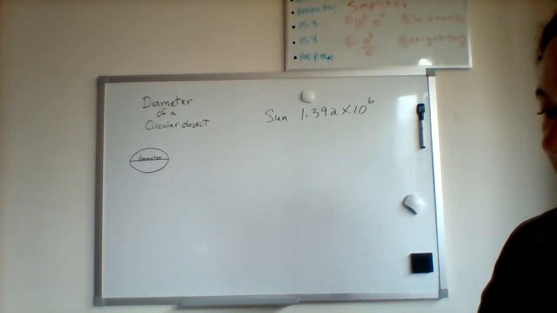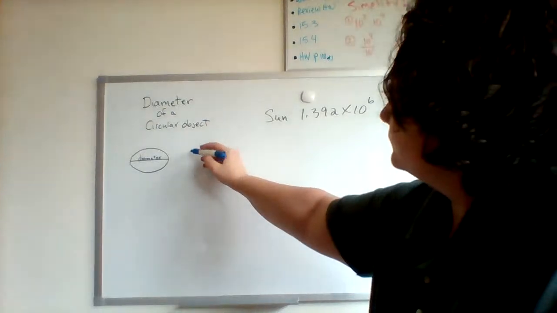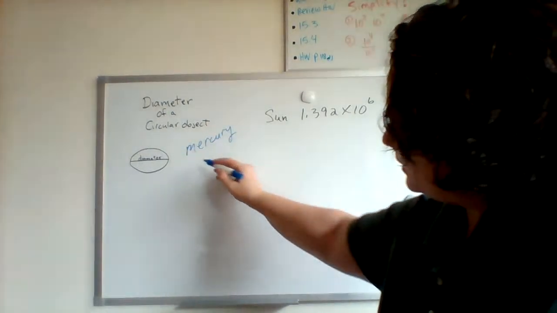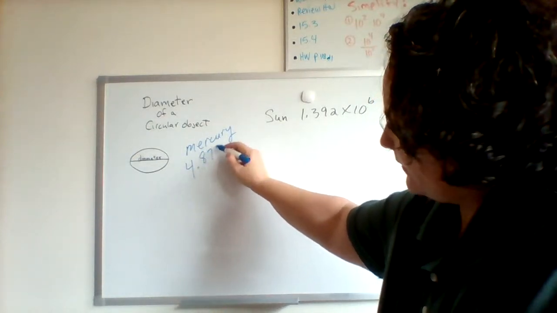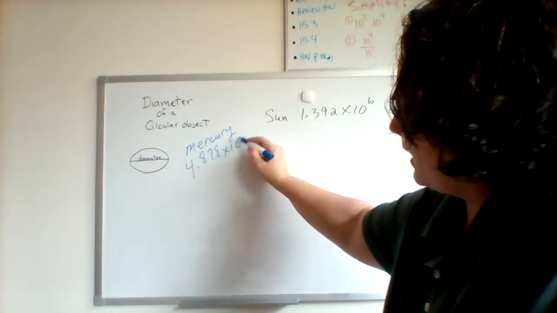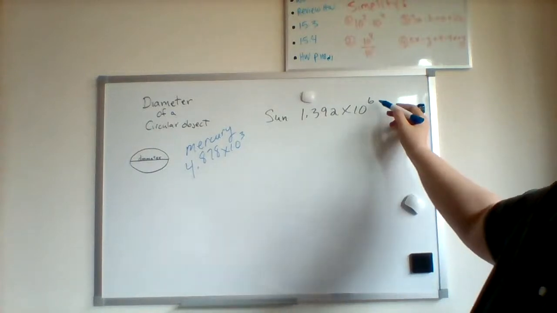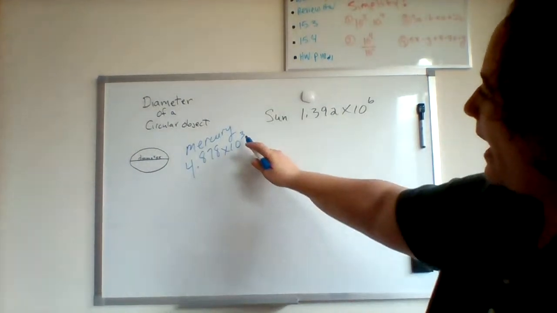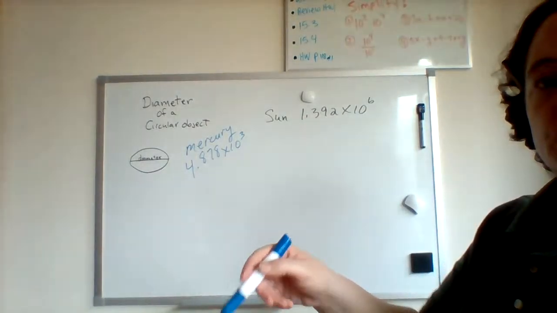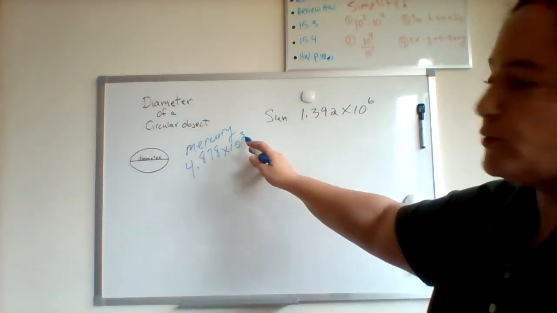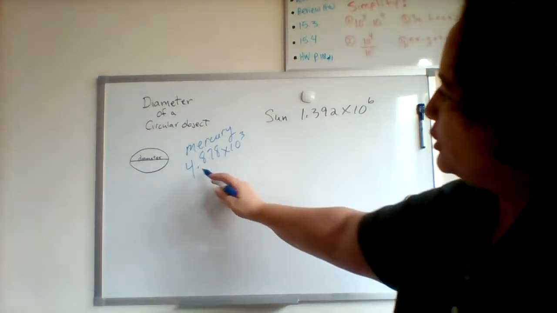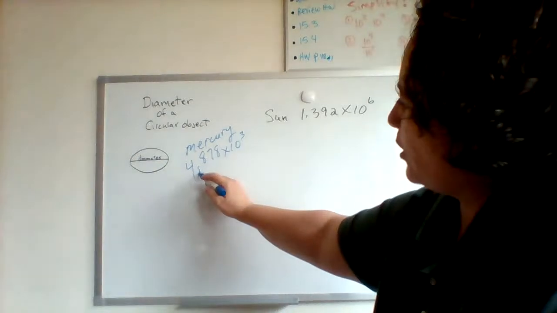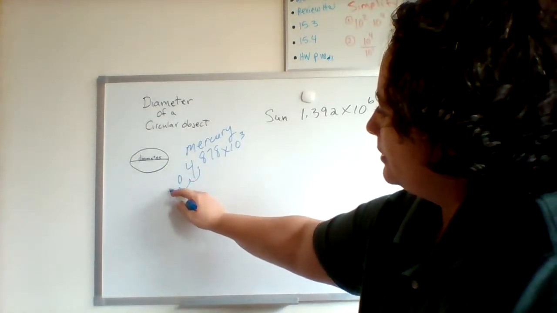Okay. For Mercury, Mercury is 4.878 times 10 cubed. But I want it to be to the power of 6. So how do I do that? Well, earlier you told me if I want to make that a higher exponent, I'll just move to the left more. So let's do that. Let's go from 3 to 6. We need 3 spaces. So let's go 1, 2, 3.